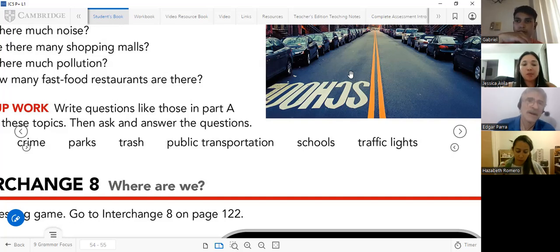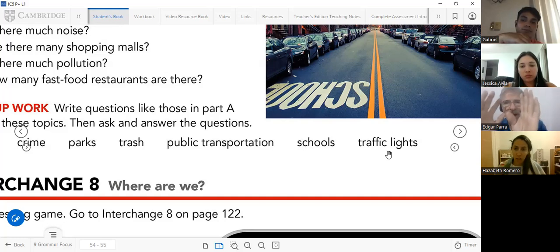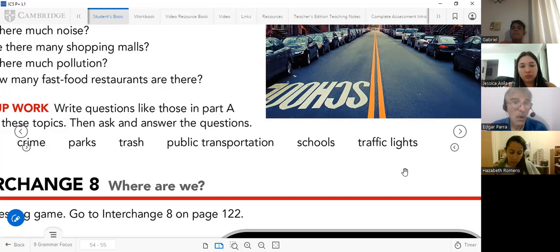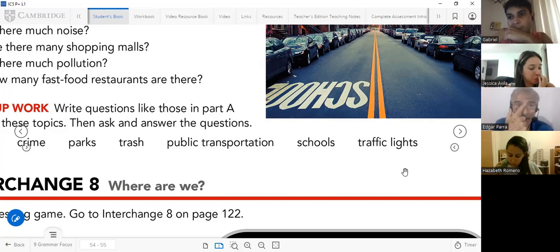Traffic lights in Puerto Vallarta. Yeah. Traffic lights. How much traffic lights? Wait a minute. You cannot ask how much because traffic lights is plural. How many? How many traffic lights? Or you can ask, are there many traffic lights in Puerto Vallarta? Okay, what do you say, Gabo?